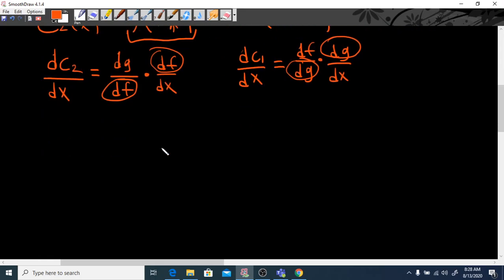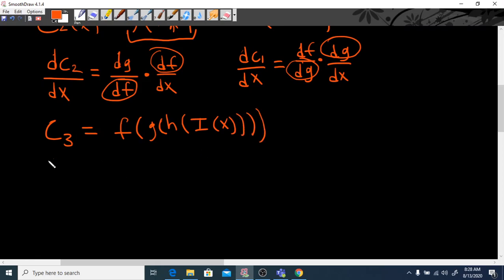Just for hypotheticals, let's say we have a composition 3, and let's say it is a whole bunch of functions: f of g of h of i of x, and we'll end it there.